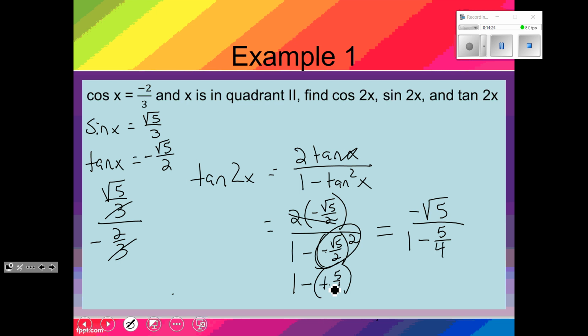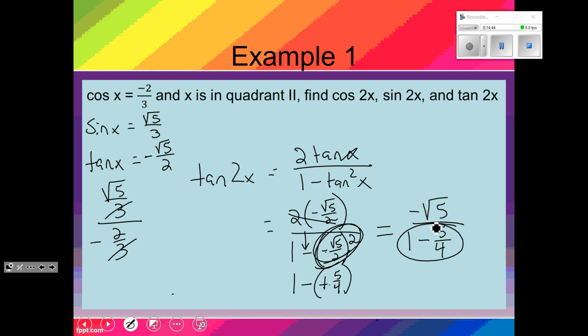But what's 1 minus something? 1 minus a positive is the same thing as 1 minus. So really, it's this guy right there that stays. Okay, this part did become positive. Okay, these are very good questions. All right, so let's go ahead and work out the bottom.